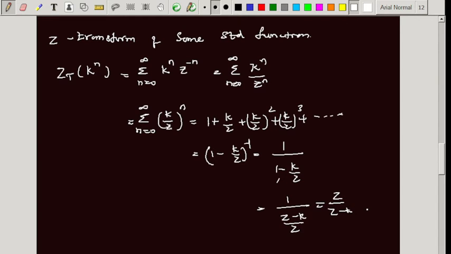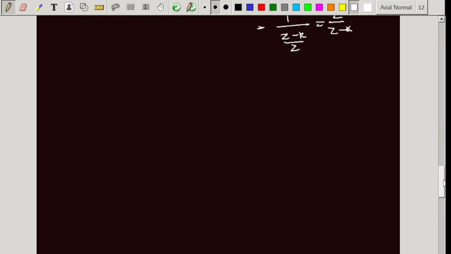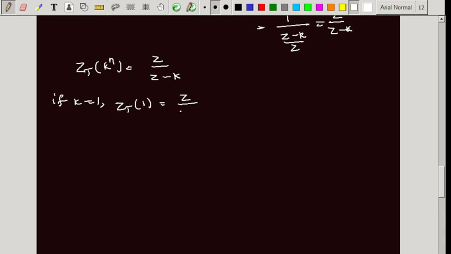So this is a very important standard formula: the Z transform of k power n can be written as z divided by z minus k. Here, if k is 1, then the Z transform of 1 power n, which is nothing but 1, we can write as z by z minus 1.